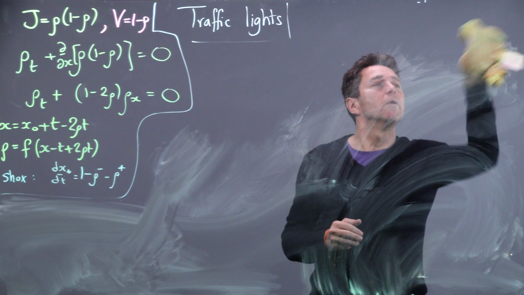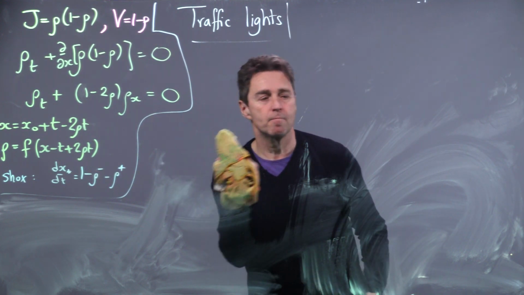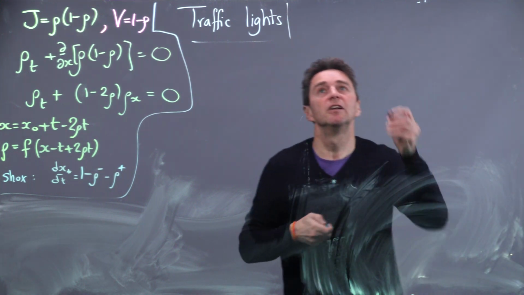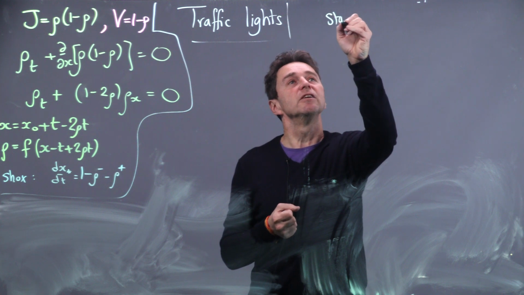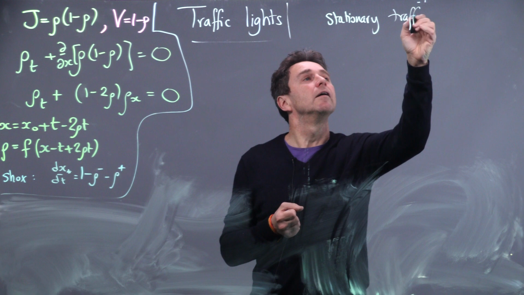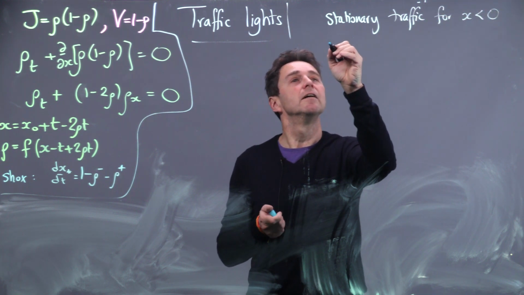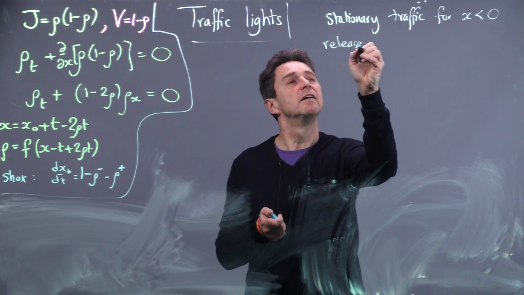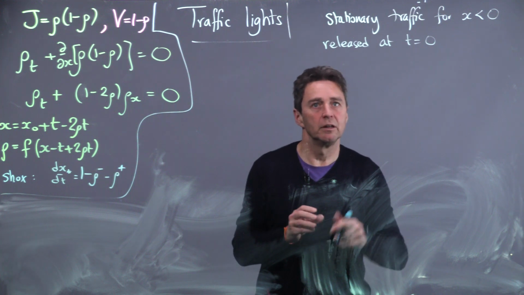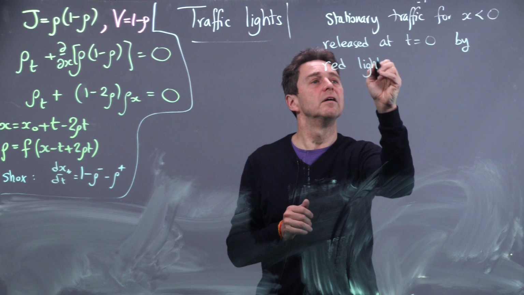And if you think about it a little bit, you'll kind of realize why that would be the case. So let's just set the problem up. Let's set the stage. We have stationary traffic for x less than 0, and then released at t equals 0 when the light changes, the red light turning green.